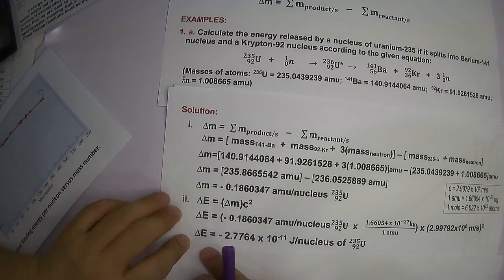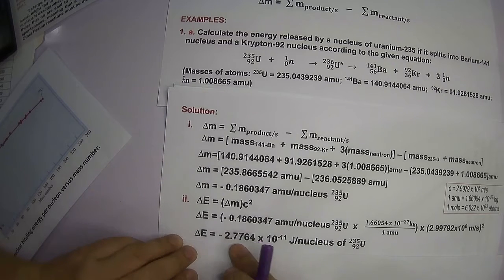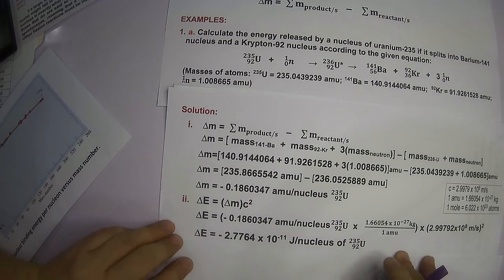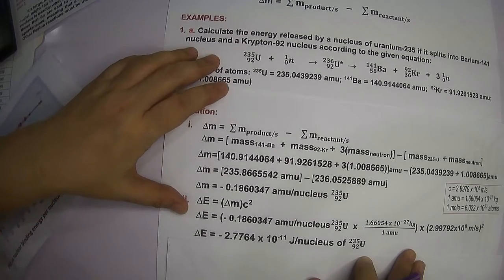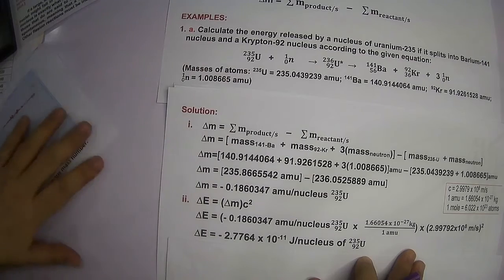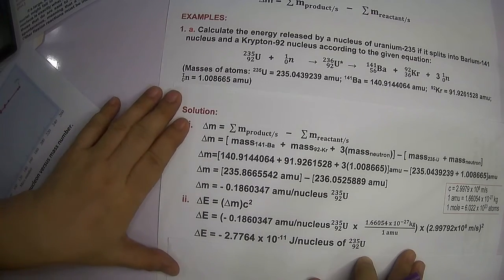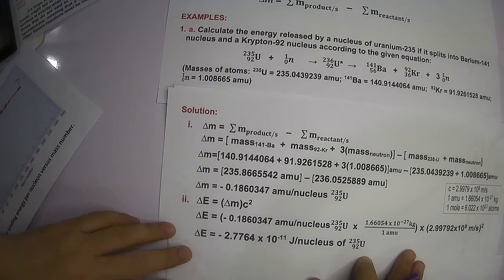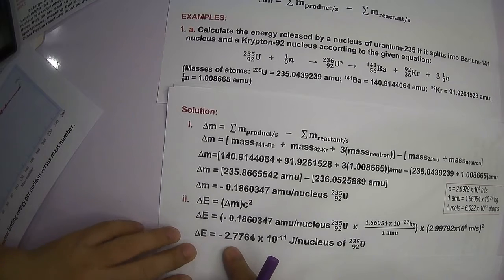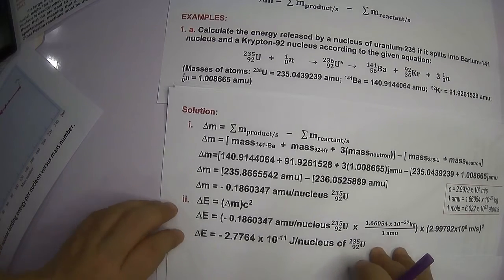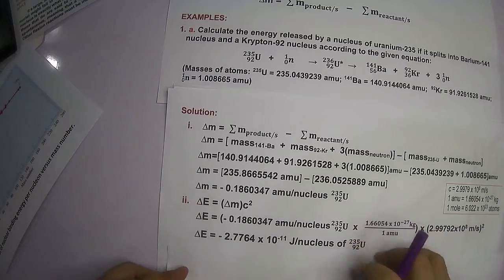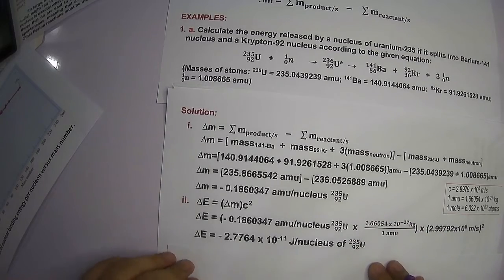And we obtain that the energy that can be released per nucleus of uranium when it undergoes a fission to barium-141 and krypton-92 is negative 2.7764 times 10 to the negative 11 joule per nucleus. That is per nucleus of uranium.